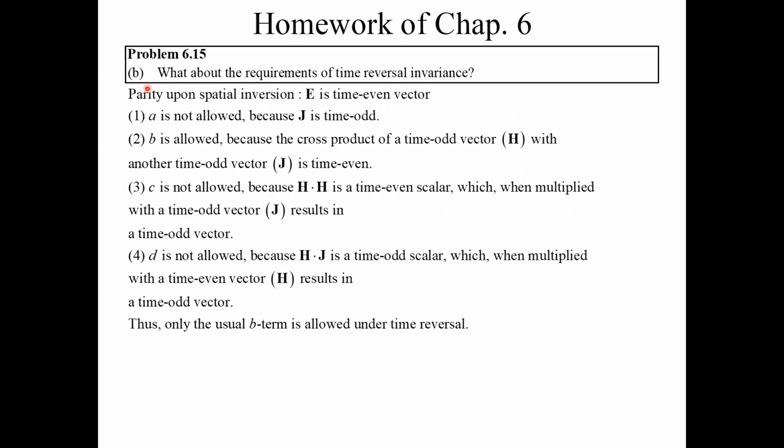And for part B, what about the requirements of time reversal invariance? Our E field is time even. So our A is not allowed because our current is time odd, and B is allowed, C is not, and D is not. And finally, only the usual B term is allowed under time reversal here.